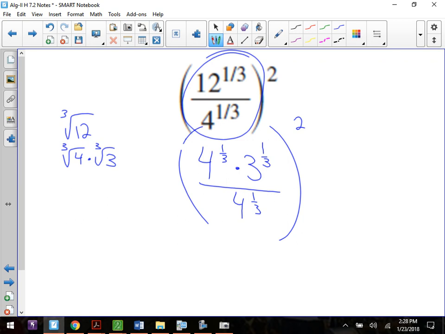So 4 to the 3rd divided by 4 to the 3rd is how much? 1. So you can do your old cancelling, and you're left with 3 to the 3rd squared. So in this case, I have 3 to the 3rd squared. It's power to power, which means I multiply. 1/3 times 2 is? You're going to use a calculator for that.